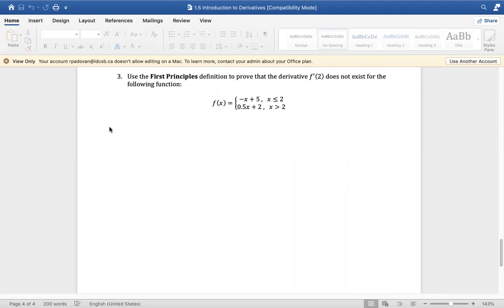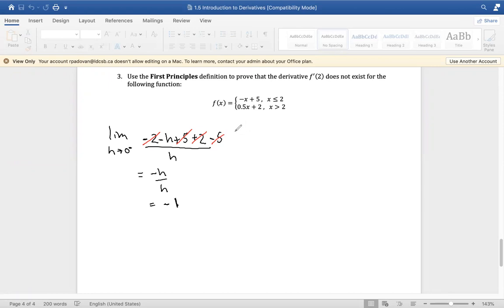So I was here, the limit as h approaches 0 of negative 2 minus h plus 5, minus positive 2 minus 5, divided by h. So then I would have negative 2 plus 2 and 5 minus 5. So I end up with negative h over h, which sure, I can write that out. So negative h divided by h is going to be equal to negative 1. So the limit as I approach 0 from the left-hand side is negative 1.